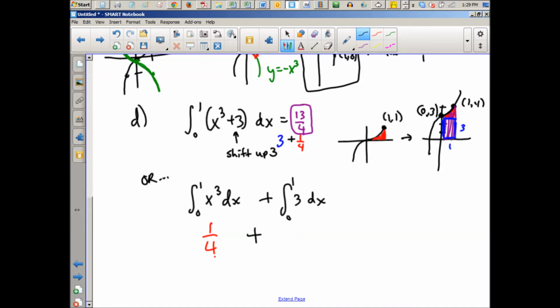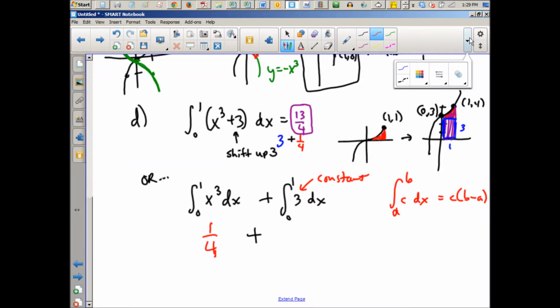Right? This other one we talked about, as long as this is a constant, right? You can just do basically C times B minus A. Remember that little rule we learned on Monday, little trick. So in this problem, C times B minus A would be 3 times 1 minus 0. So this gives you 13/4 as well, just a different way of looking at it.